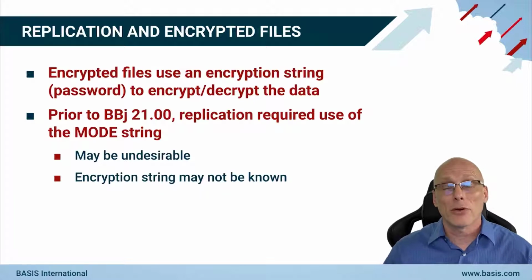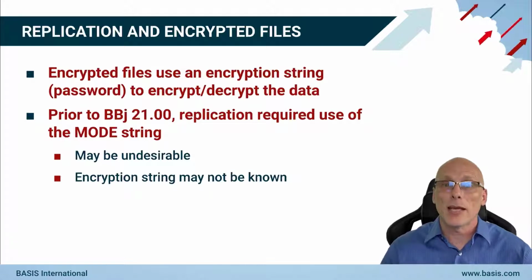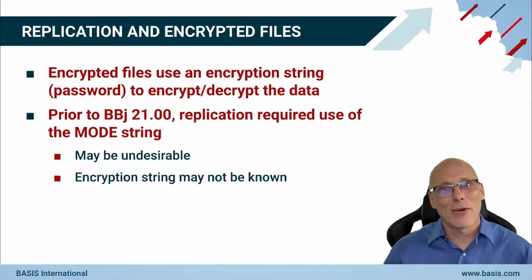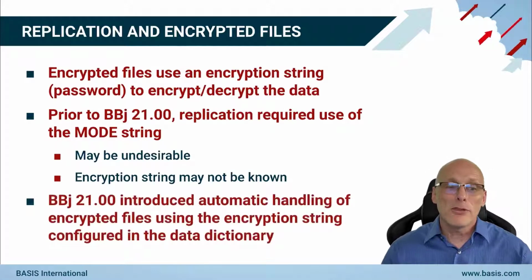We do have a particular customer who hides the encryption string from anyone that uses their software. It's not readily available. Even the developers don't have access to the encryption string. So how would you set up a replication job of encrypted data files if you can't pass in that encryption string? Well, BBJ 21 introduced automatic handling of encrypted files using the encryption string configured in the data dictionary.